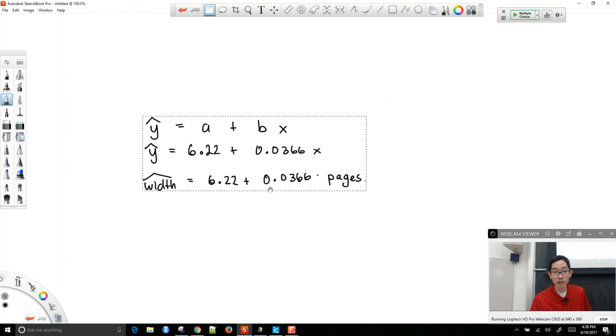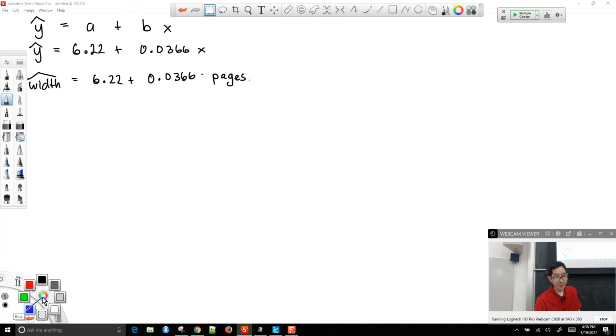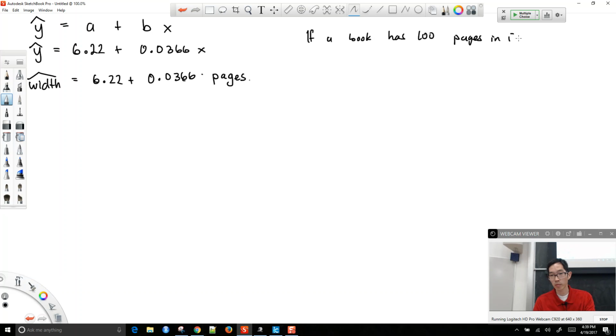So this is what our regression equation looks like. Let's do another clicker question. If a book has 100 pages in it, what do we predict for its width?